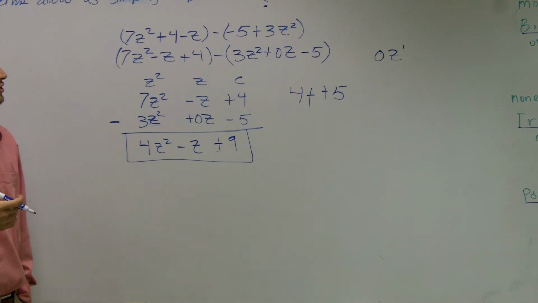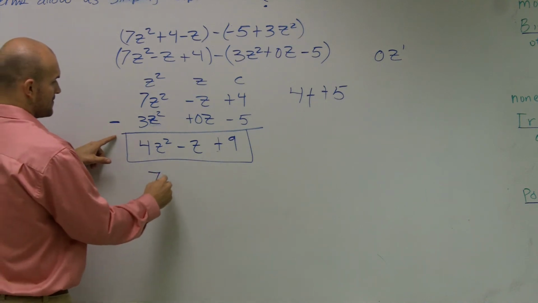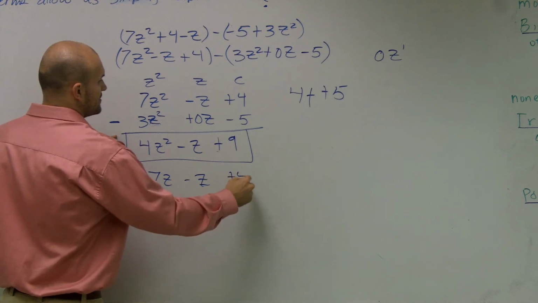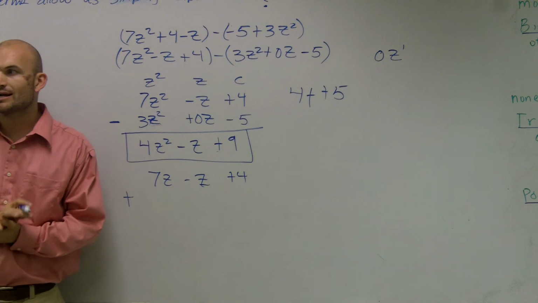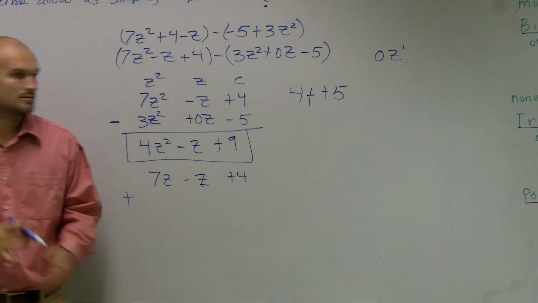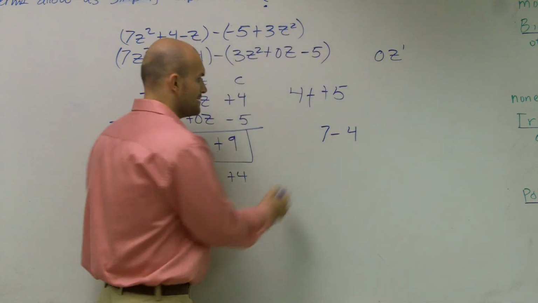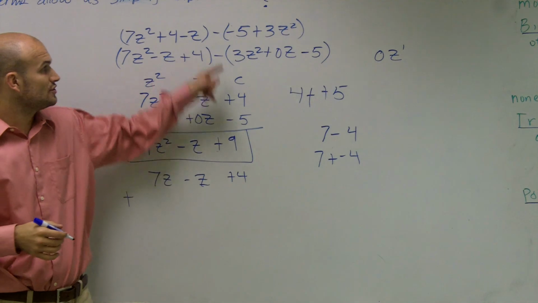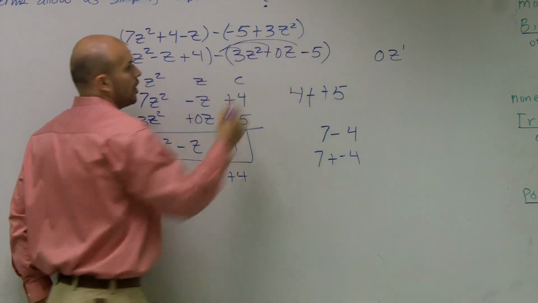If you want to look at another way to do this, rather than subtracting, I usually like to add. What you could do is the exact same thing that I just did, but rather than subtracting, you're going to add. Well, how do we rewrite a subtraction problem as addition? Think about this. 7 minus 4 is the same thing as 7 plus a negative 4, right? So I need to distribute that negative sign to all three of my terms.